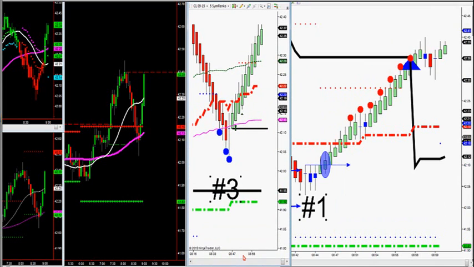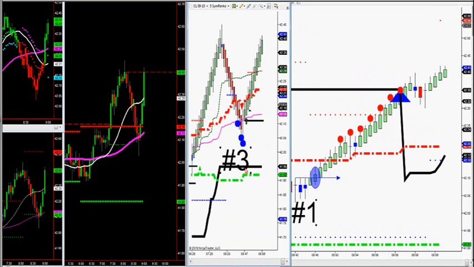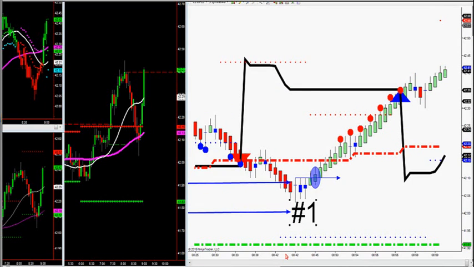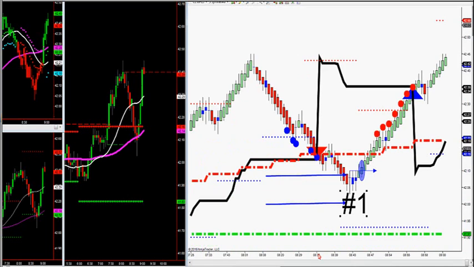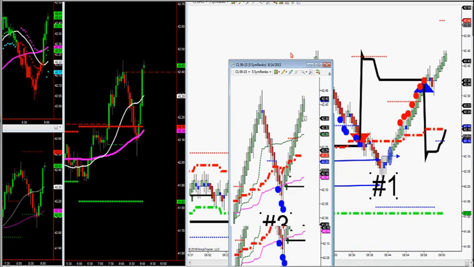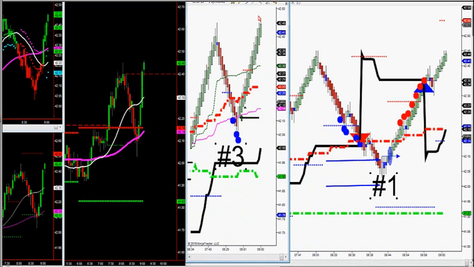Here we go. So the classic number three says this. The classic number three, let me skinny this down over here too. All right, so we only have two setups we need to learn in this trading room.